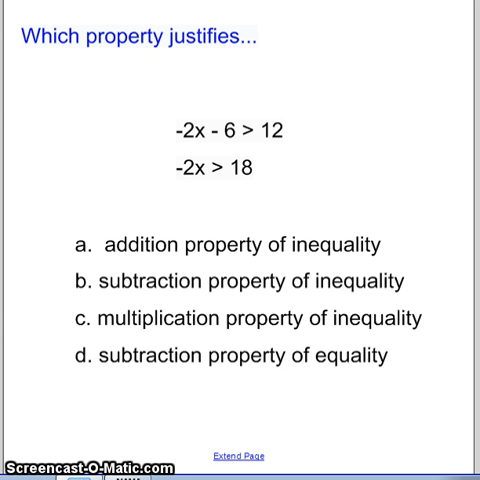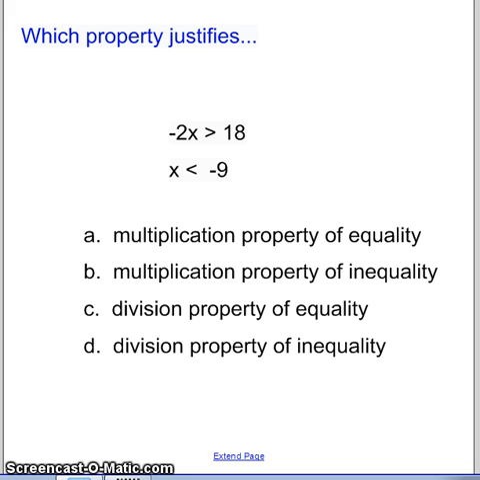Now we have an inequality, so this one's going to have to finish with inequality. We see these 3 do. And to get from this step to this step, we add a 6 to both sides to cancel out that negative 6. We're going to add to both sides of this inequality, so it's the addition property of inequality.